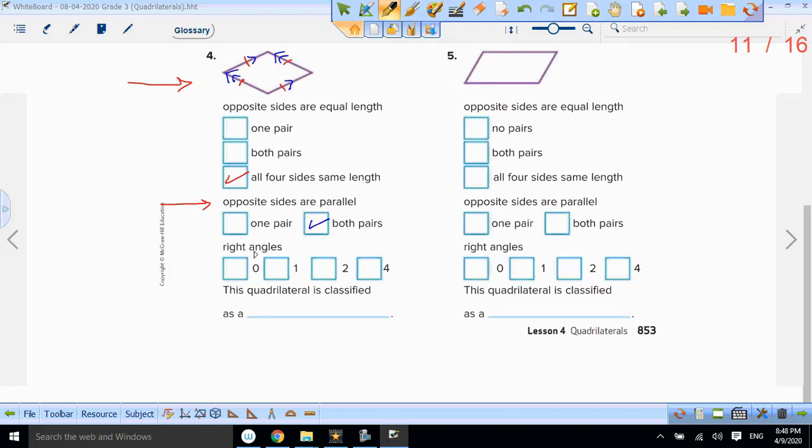How many right angles? Look at the angles. You will not find any right angle. So, 0 right angles. What is the name of this quadrilateral? Yes, it is rhombus.